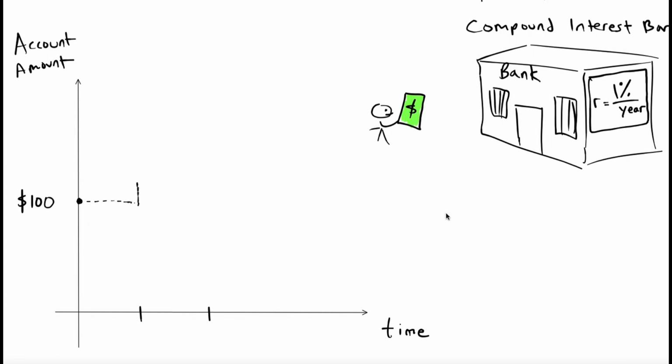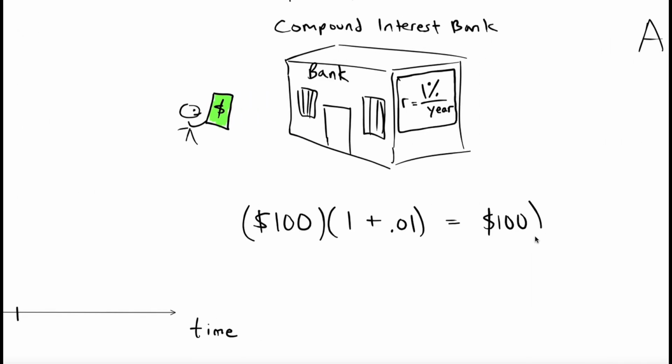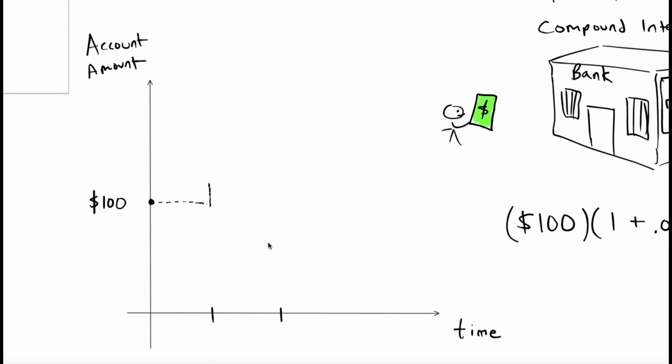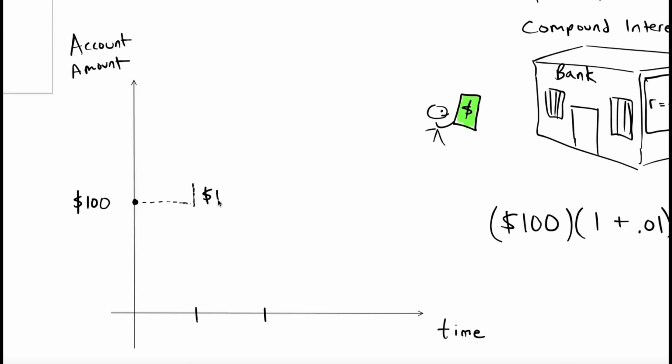So if they do 1% on $100, that would be like multiplying your 100 by 1 plus 0.01. So basically, you're multiplying 100 times 1.01, giving you 101% of what you had originally. That comes out to $101. So they're basically adding $1 to my account, giving me a new amount of 101.